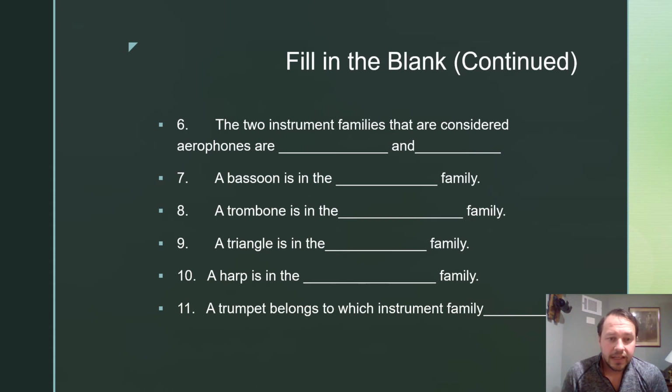Okay. The next several questions, you just have to tell me which family the instrument is in. So a bassoon, we talked about on the first or second slide, we said a bassoon is in the woodwind family. Okay. What about the trombone? That would be the brass family. The triangle is in the percussion family. A harp is in the string family, right? Harp has strings. And a trumpet belongs to which family? That would be the brass. Okay, very good.